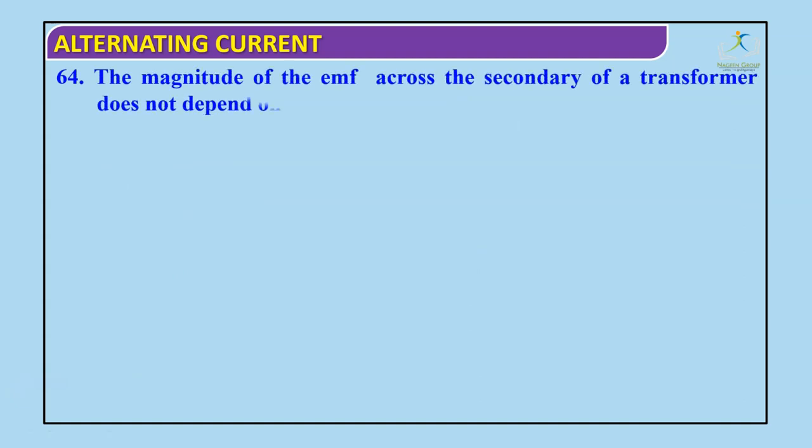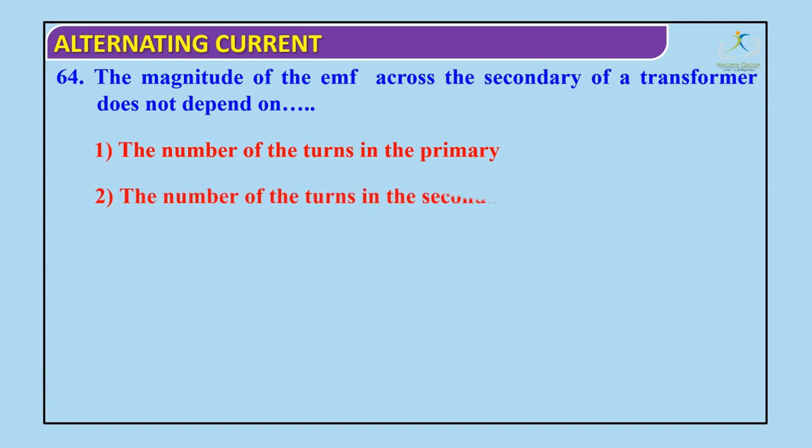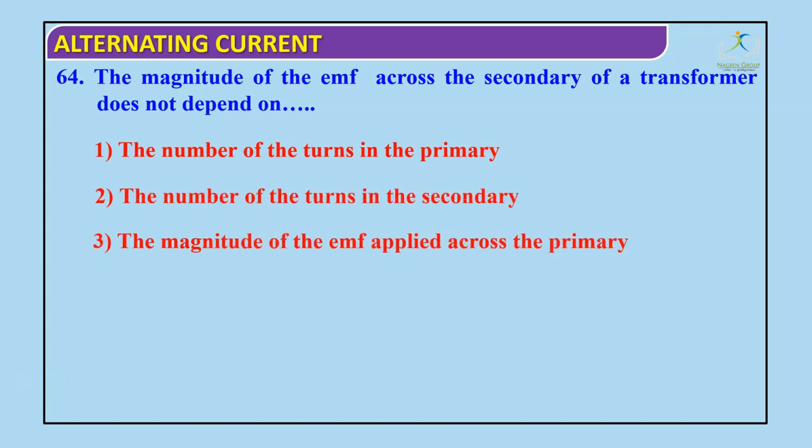Now next question we have, the magnitude of the EMF across the secondary of a transformer does not depend on the number of turns in the primary, the number of turns in the secondary, the magnitude of the EMF applied to the primary, the resistance of the primary and secondary. The correct answer for this question is both.